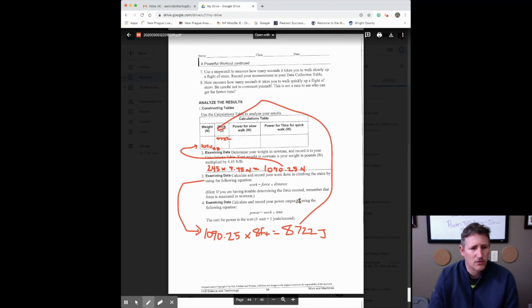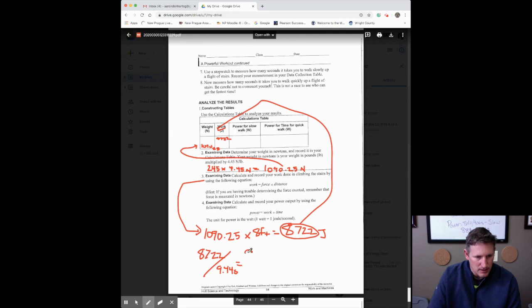Okay, now the last piece is to figure out the number of watts, so to calculate and record your power output. So power equals work divided by your time. Our work is this right here, this 8,722. We're going to divide that by our time. So if you think back to my running and walking up the stairs, I take my 8,722 and divide that by my slow speed, which would be 9.44 seconds. And I get an answer of 924 watts. So that is going to go into this box right here.